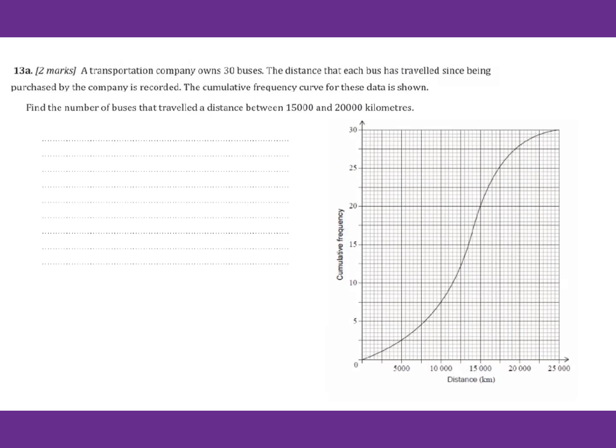Let's go to 13A. A transportation company owns 30 buses. The distance that each bus has traveled since being purchased by the company is recorded. The cumulative frequency curve for this data is shown. Find the number of buses that traveled a distance between 15,000 and 20,000 kilometers.